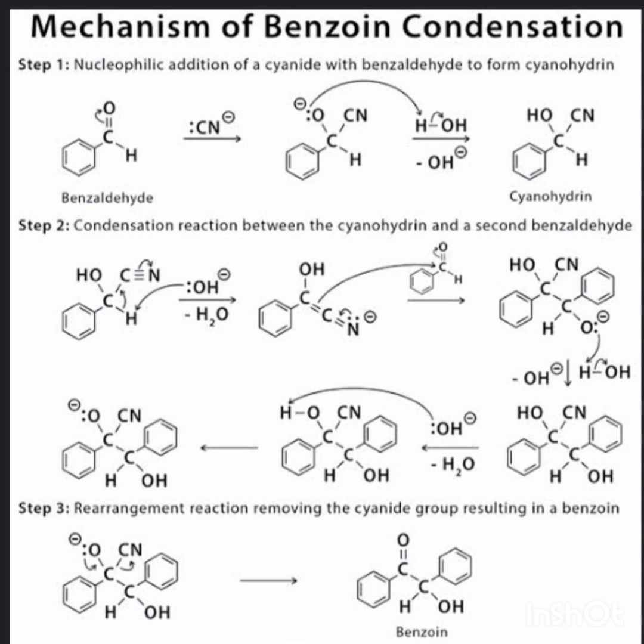Now we are going to discuss the first step. Here, nucleophilic addition of a cyanide with benzaldehyde gives cyanohydrin. In the first step, benzaldehyde, C6H5CHO, reacts with the cyanide group CN minus, which gives the intermediate C6H5CHO minus CN.